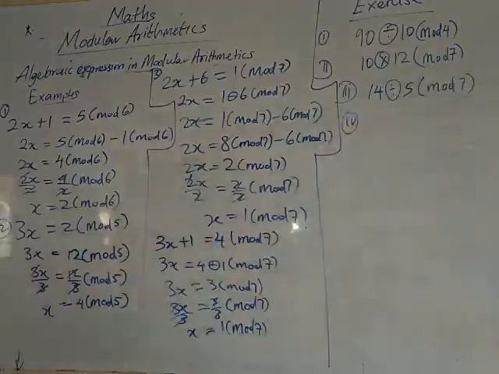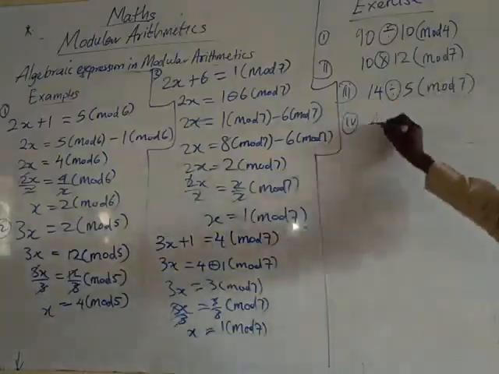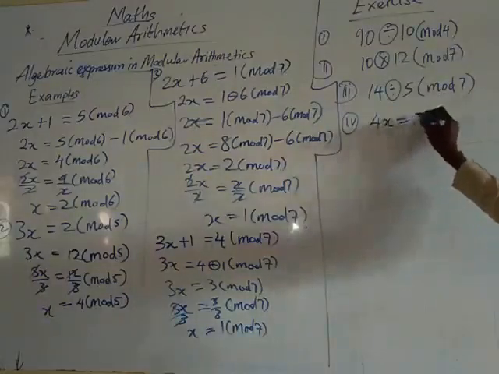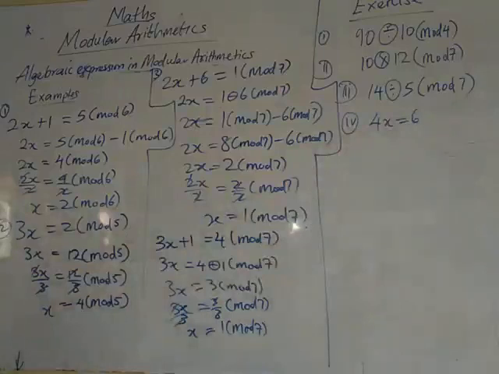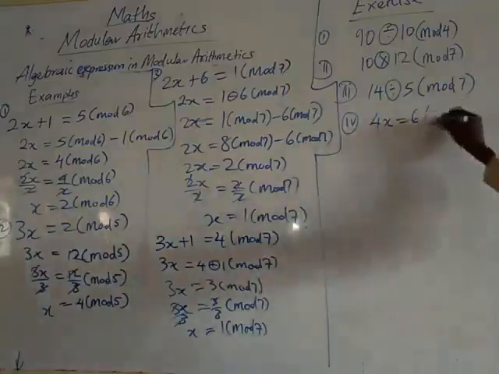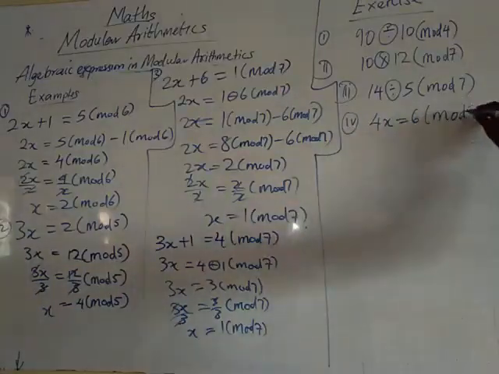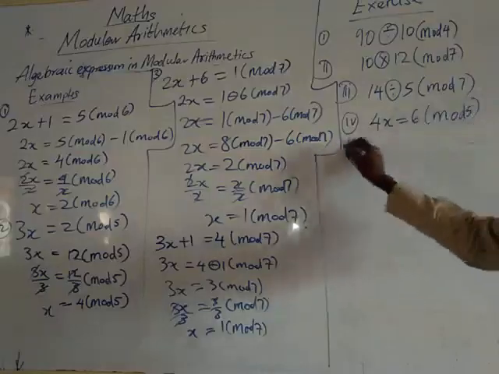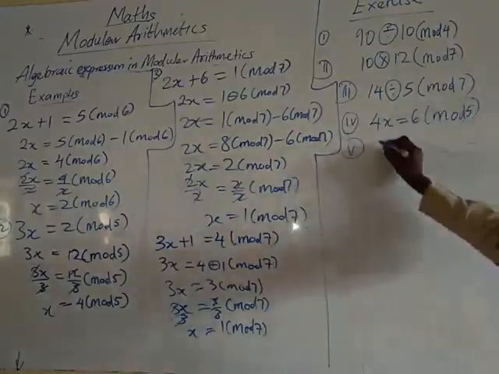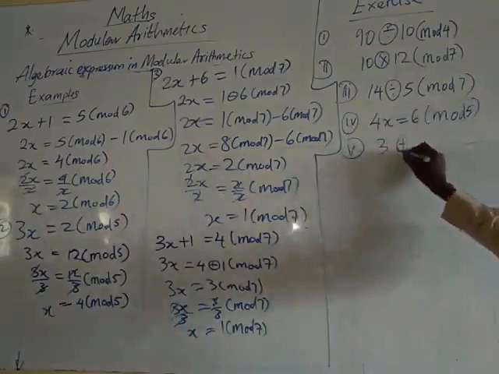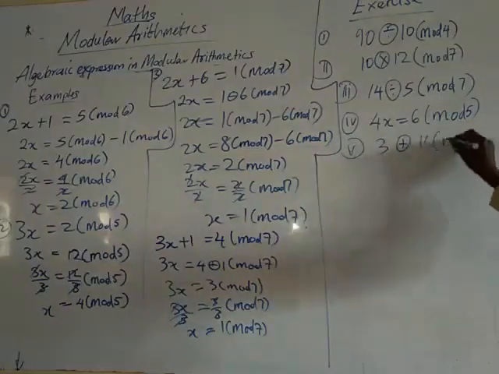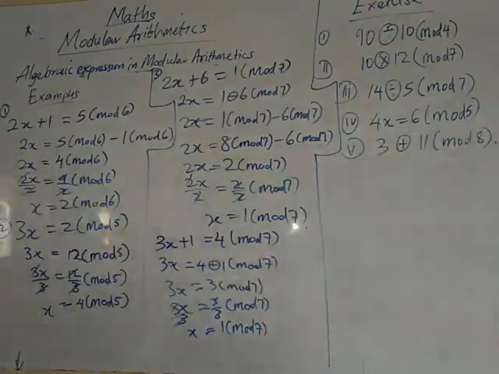Let's try 4x equals 6, that should be mod 5. And the last one, if I have 3 plus 11, let me make it mod 8. Thank you. And I hope you do enjoy and understand the class.